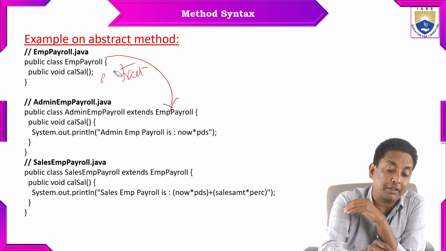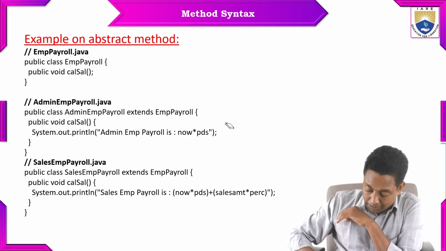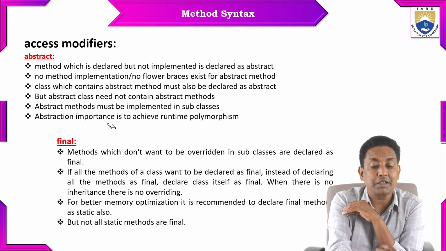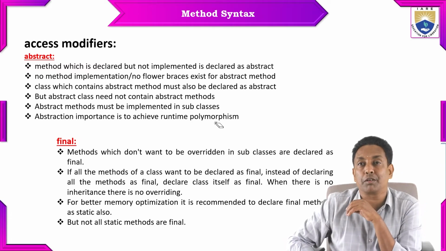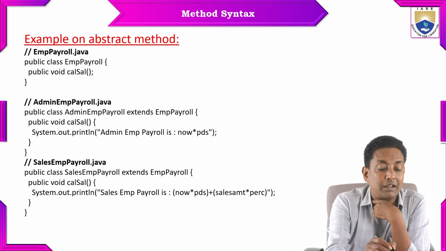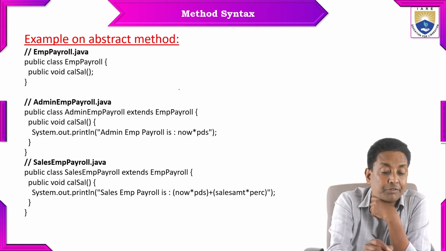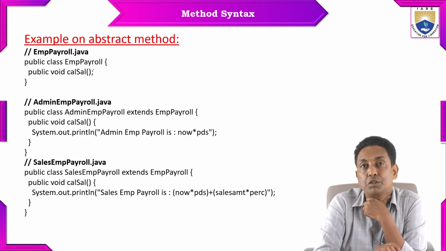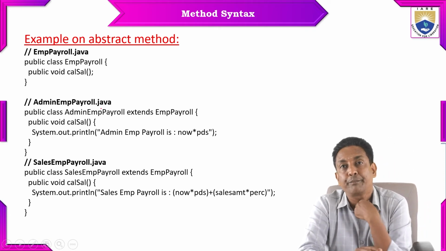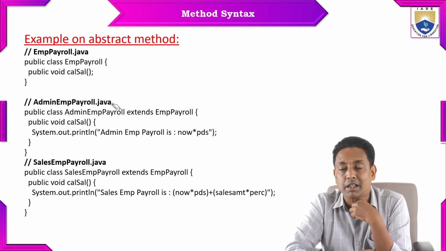But the example given here is an example on explaining runtime polymorphism. Abstraction's importance is to achieve runtime polymorphism. That example I am explaining here. So the calculateSalary method, and the AdminEmployeePayroll class is extending from EmployeePayroll. So which method needs to be overridden? The calculateSalary method. Public void calculateSalary. This is not the complete implementation of AdminEmployeePayroll salary calculation.